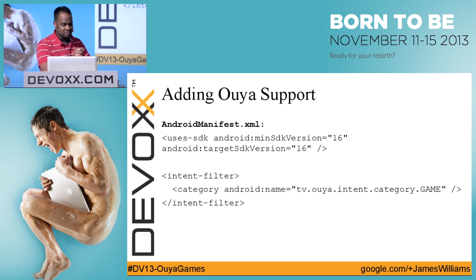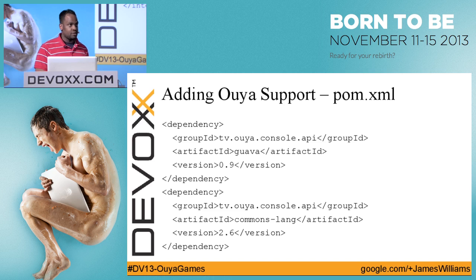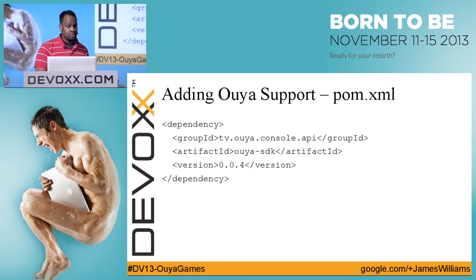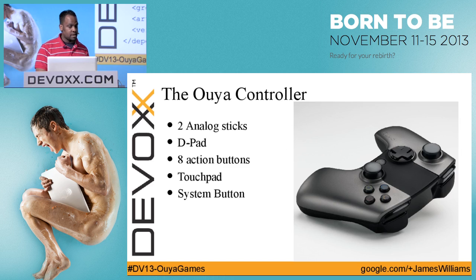So anyway, to add Ouya support, you would have to add a couple of tweaks to your Android manifest file to tell it the minimum and the target version, which is 16, and to add a category intent filter to classify it as a game, or else it won't show up on your Ouya. And you also need to add a couple of other dependencies to your pom.xml for your Android. There, those three. And that's it for that for a second.